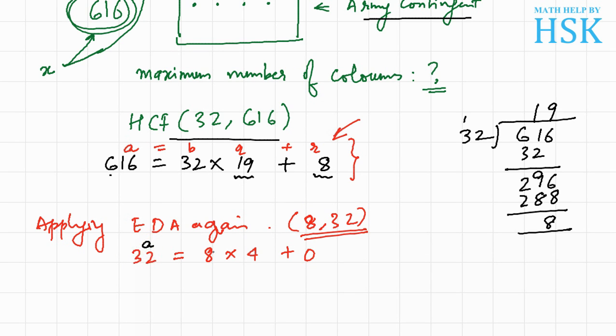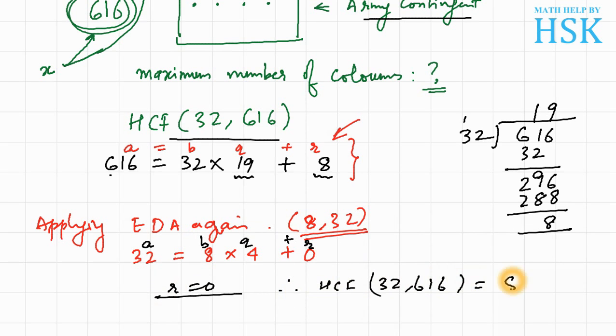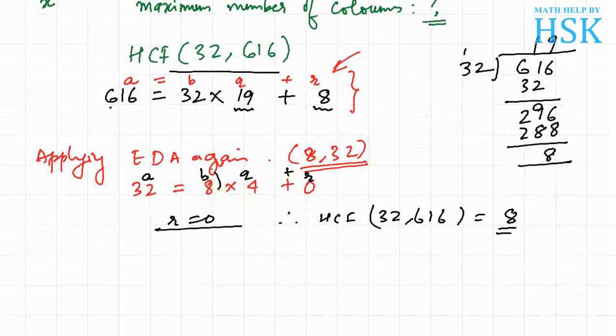So we write 8 and 32 in the form of Euclid's division algorithm as a equals bq plus r. The remainder in this case is 0. Therefore, the HCF of 32 and 616 is equal to 8, that is, the divisor in the last step.